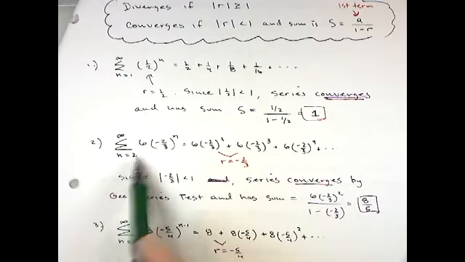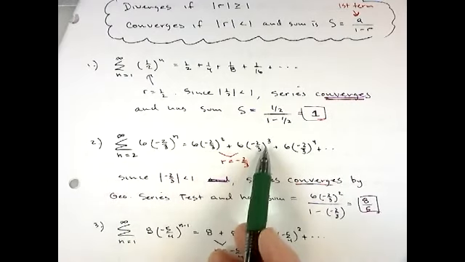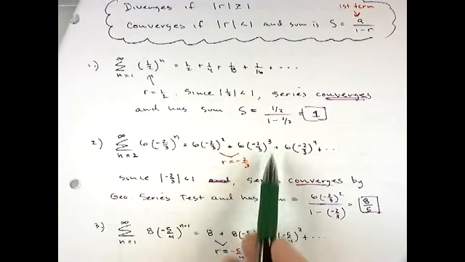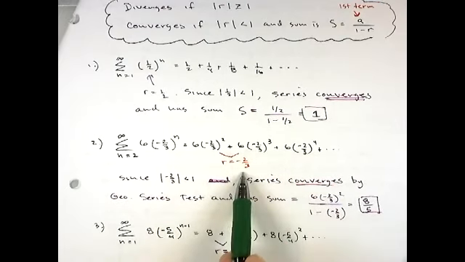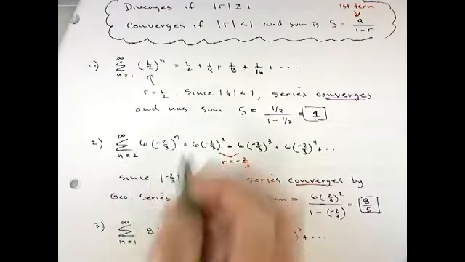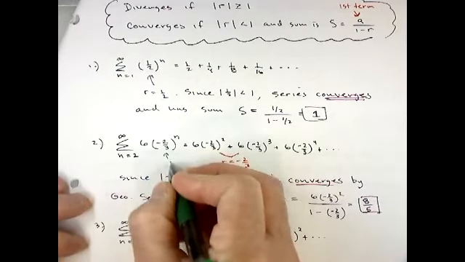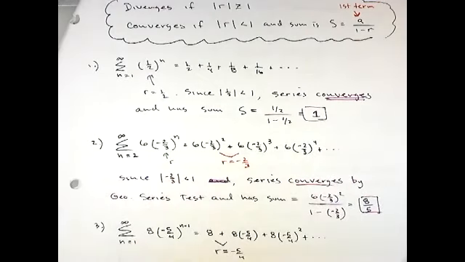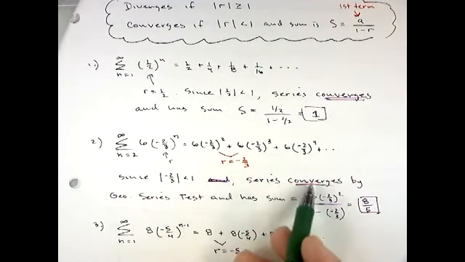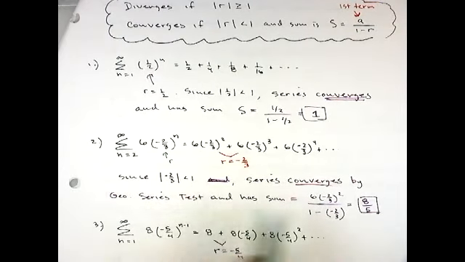I have my n starting at 2. But nevertheless, each successive value of n, how am I getting from one term to the next? We're just multiplying by -2/3. So if your geometric series is written in this form, you can actually just read off your r value. That would be your r value. Since the absolute value of -2/3 is less than 1, I know my series converges by the geometric series test, and I can use my sum formula.